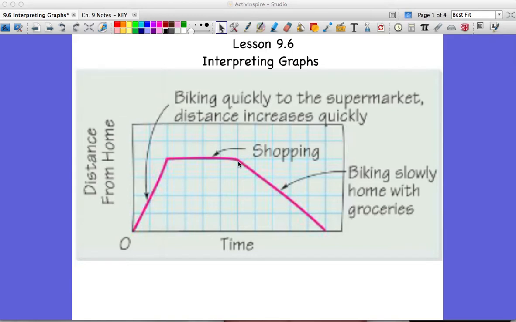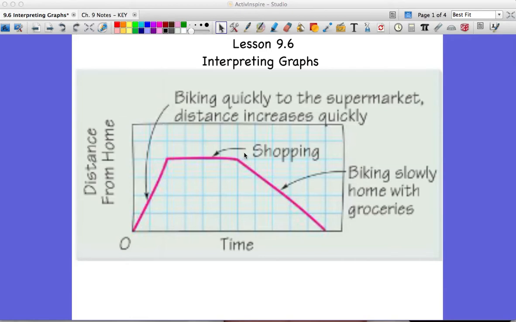Now the person is done at the supermarket and they're coming home, and they're probably going a little bit slower because now instead of just having themselves on the bike like they did on the way to the grocery store, now they have all these groceries that they have to bring home. So they're getting closer to home, but it's taking a longer amount of time. So their rate of speed here was quicker than their rate of speed here. Okay, and of course, as they are traveling, the time is going on, and the distance is changing.